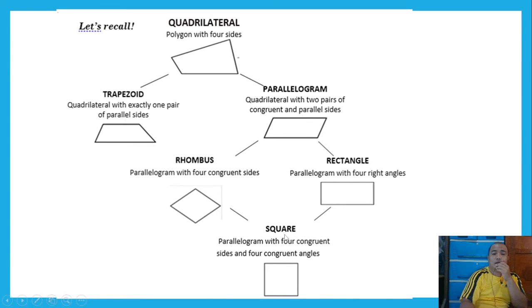Square, I think, is a combination of rhombus and rectangle. It has 4 right angles, and at the same time, it has 4 congruent sides. So these are basically known as the most famous kinds of quadrilateral.